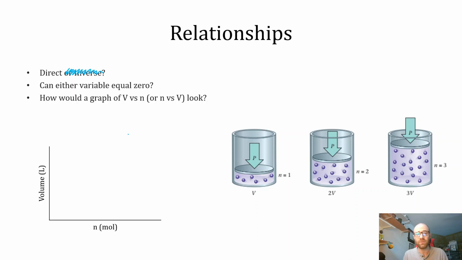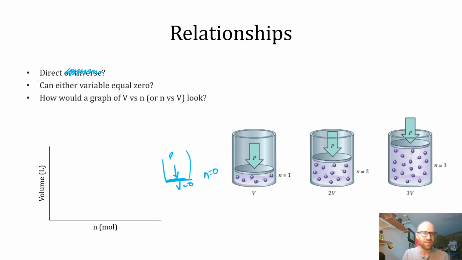Can either variable equal 0? Well, yeah. I think you could have something where n equals 0. But if we were to draw that n equals 0 container, I think the top would just be on the bottom here. It would be 0 volume. So that's fine. You can have 0 volume of a gas if there's no gas present. Right? That should make sense.